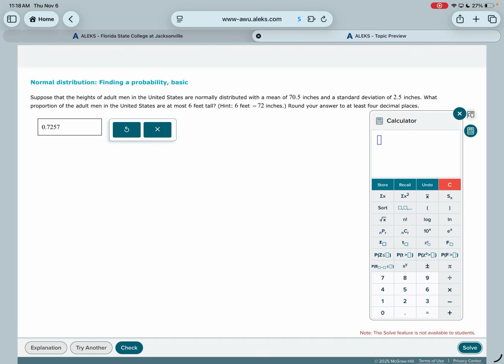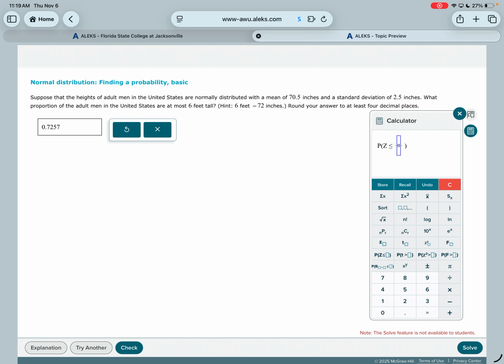Sorry, I was trying to think of how I wanted to... Okay, we'll just do it in the calculator. I'll do it in the calculator, then I'll write it out so you can see. But suppose that the height of adult men in the United States are normally distributed with a mean of 70.5 and a standard deviation of 2.5. So there's my mean and standard deviation.